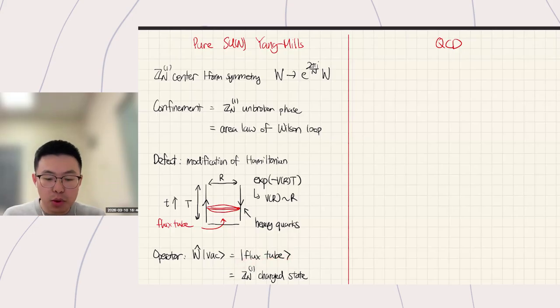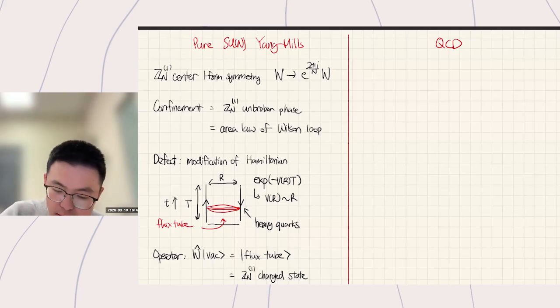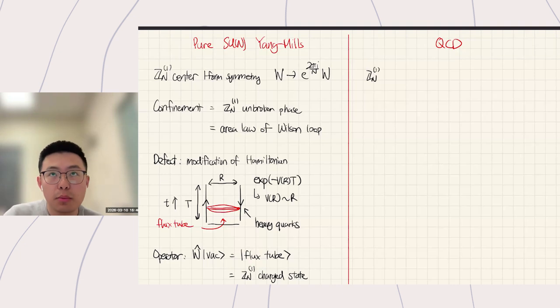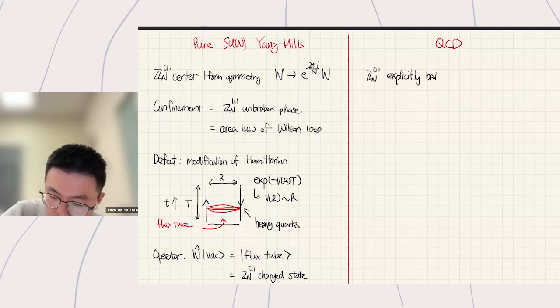So this is the story in pure SU(N) theories. But now in QCD, the first thing to notice is that the symmetries that exist in pure Yang-Mills theories are actually explicitly broken by dynamical quarks.